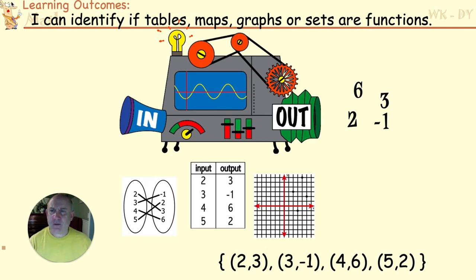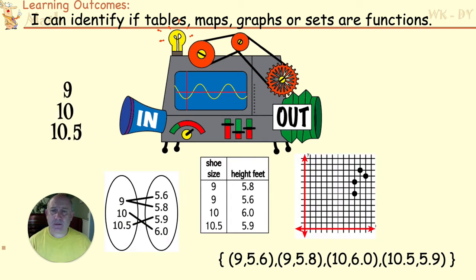Now let's look at where it might not work too well. Okay, so here's another set of examples. This one's shoe size versus height in feet. We have the map, the table, and the graph. Let's see what happens. If I put the 10.5 in, then I get 5.9. I get one value out. That's to be expected. Same thing with the 10 here. If I put in 11, I get out 6 feet.